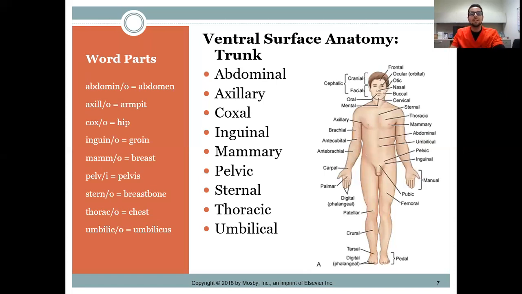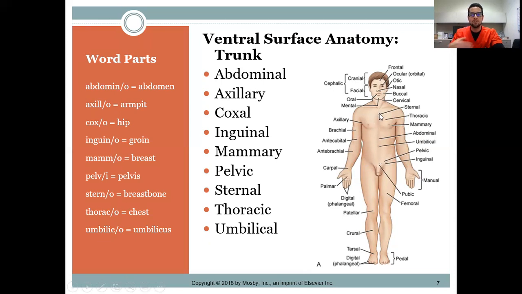Once again, different areas here: abdominal, kind of the stomach region. Axillary, kind of one we may not be familiar with, but axillary has to do with the armpit region here. Inguinal, if we've ever heard of inguinal hernias, it's going to be in this area right here. Mammary, when we talk about mammary glands, it's right here in the breast region. We have pelvic, so we have the pelvic region right over here.